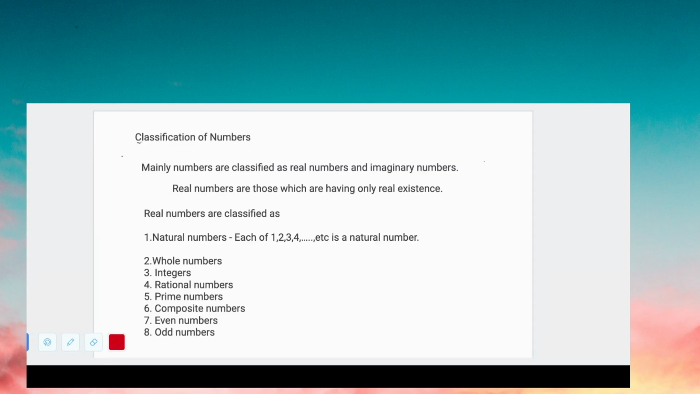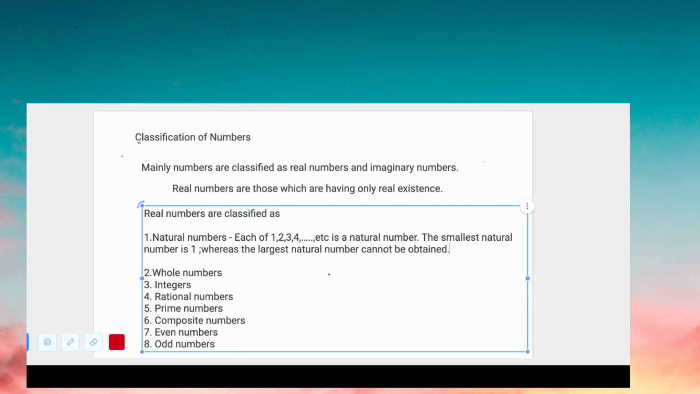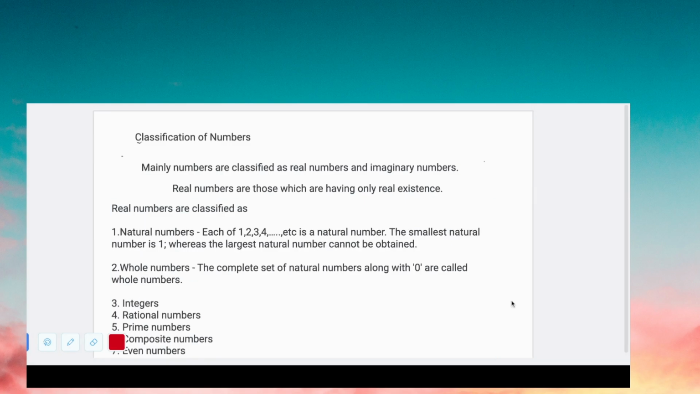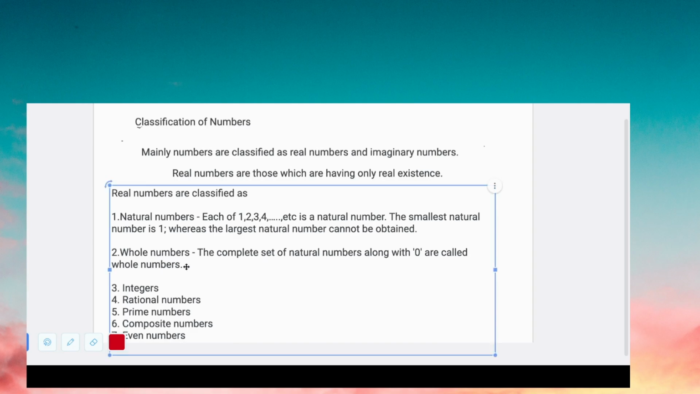It starts with 1, 2, 3, etc. It is a natural number. Natural numbers start with 1, and the smallest natural number is 1, whereas the largest natural number cannot be obtained because it can be any number. Whole numbers: the whole numbers start with 0. Therefore, the complete set of natural numbers along with 0 are called whole numbers.